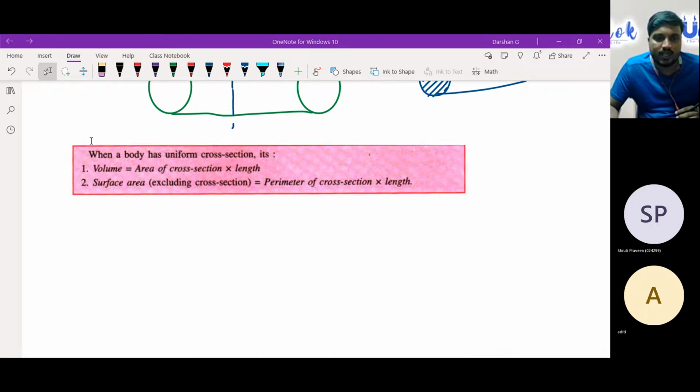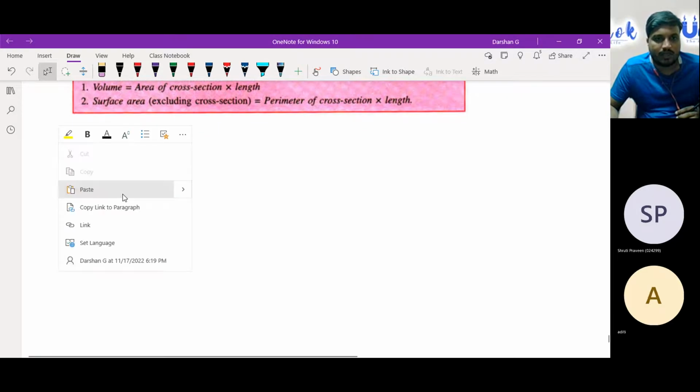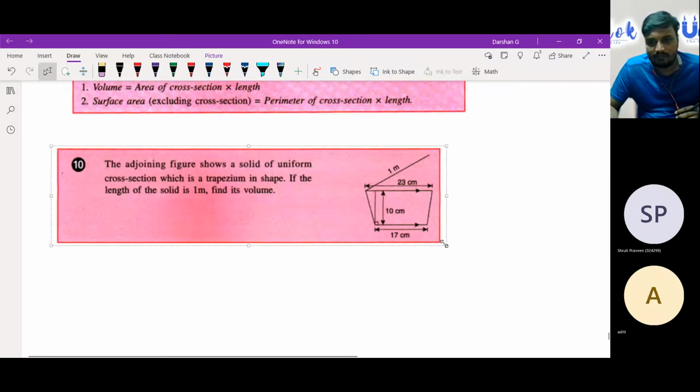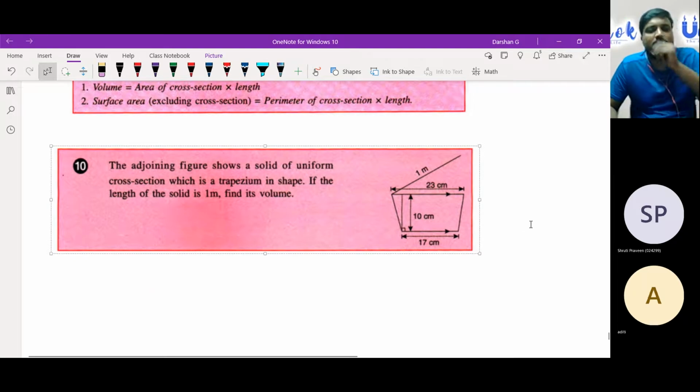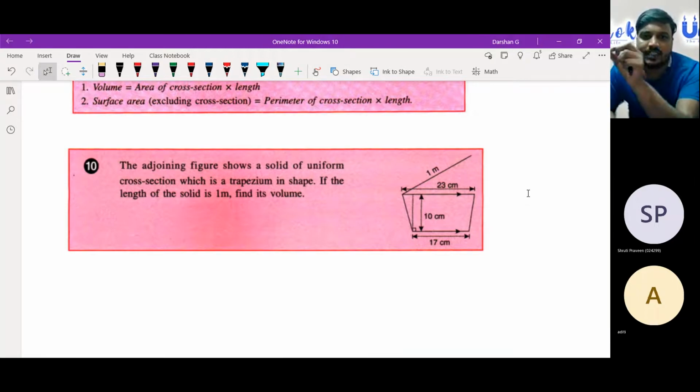So with this idea, let's move ahead for our first problem. Let's see who can get this problem right. Okay, so this is the problem that we have. The adjoining figure shows a solid of uniform cross section which is trapezium in shape. If the length of the solid is 1 meter, find its volume.